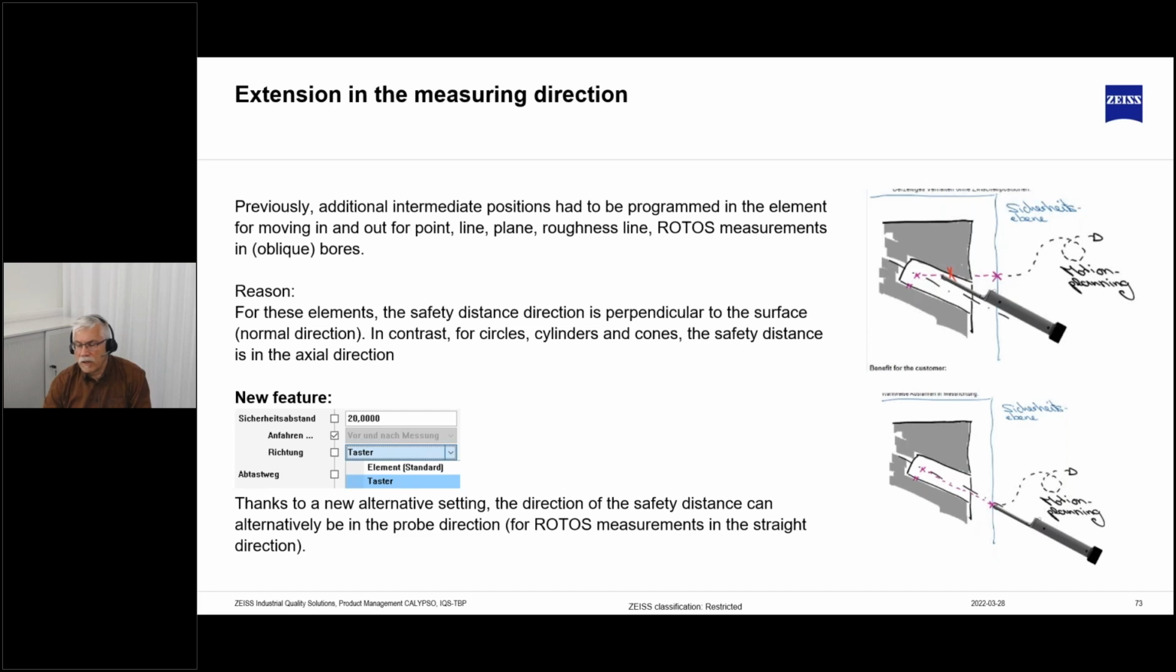We have an improvement in the extension of the measurement direction. This is especially relevant if you have a bore. If you have a stylus and you have to go into the bore with the stylus, measure a circle, and then go out of that bore, and this is not perpendicular, then in the past you had to make intermediate points or so on. If you do not do this, it can very often happen that you make a collision here.